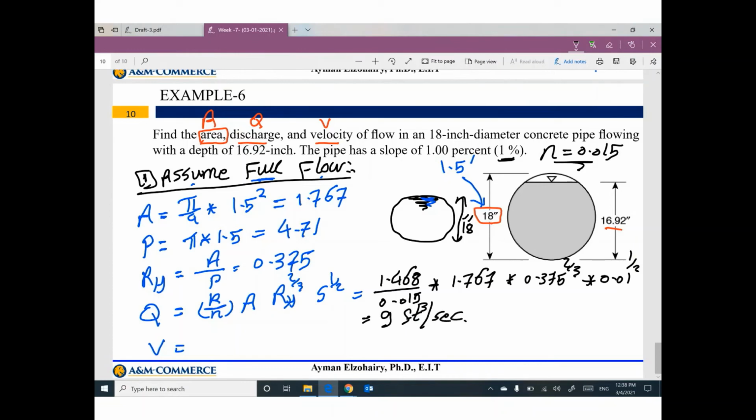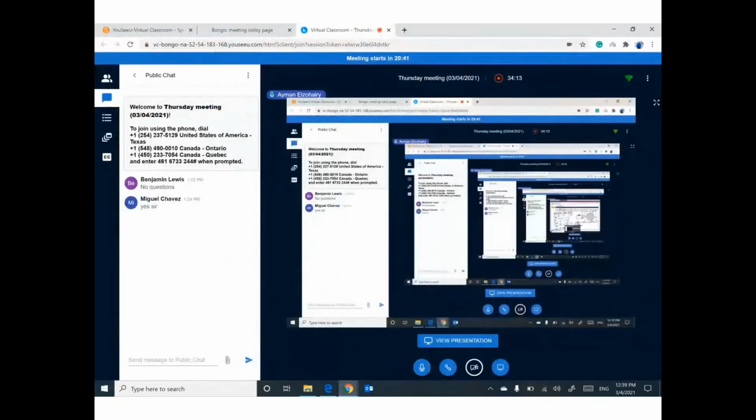The velocity will be, I divide this discharge by area. It will be 5 feet per second. So guys, from these calculations, I can find the area full, perimeter full, hydraulic radius full, discharge full, and velocity full, because I assumed I have full flow. Any question so far? Please let me know.